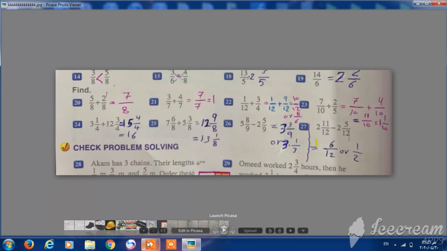From there also, it's a mixed number. 11 minus 5 is 6. 12, you keep 12. And 2 minus 2 is 0. And you can write it in simplest form by dividing by 6. 6 divided by 6 is 1. 12 divided by 6 is 2.